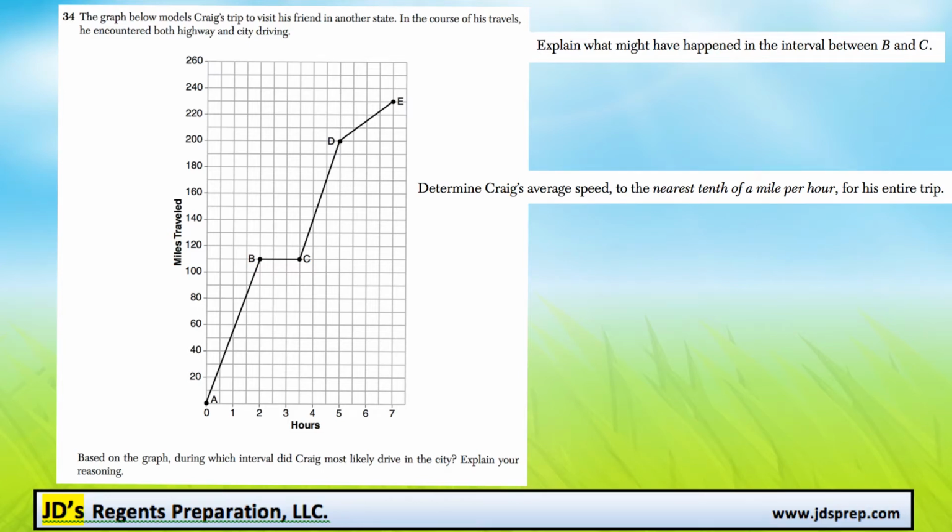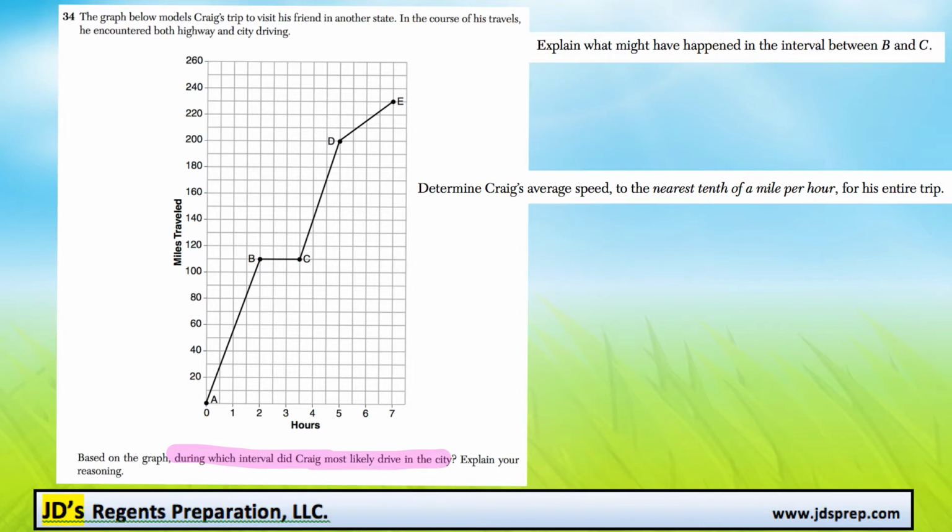This is problem number 34 from the June 2017 Algebra Regents exam. So we've got a graph here that's showing Craig's trip to visiting his friend in another state. And it says in the course of his travels, he encountered both highway and city driving. First question says down at the bottom here, based on the graph, during which interval did Craig most likely drive in the city? And explain your reasoning.